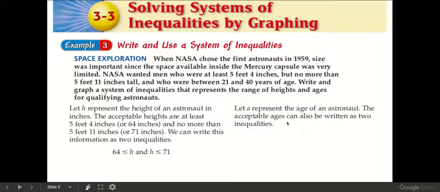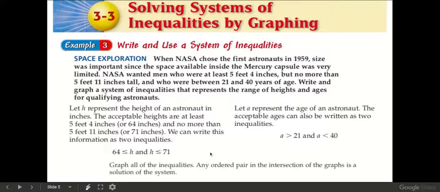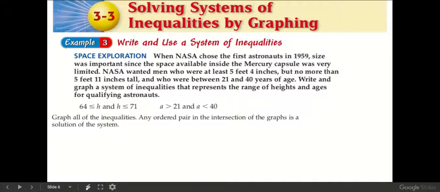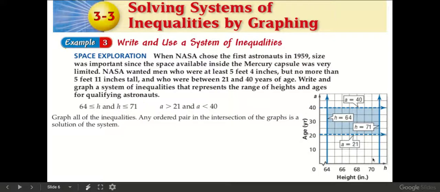Let's let a represent the age of the astronaut. Well, the acceptable ages can also be written as two inequalities. We would say that the age, or a, has to be greater than 21, and the age has to be less than 40. So a has to be more than 21, but less than 40. It says graph all the inequalities, and then any ordered pair in the intersection of these graphs is the solution set. Notice how they only have one variable, so they're going to represent vertical and horizontal lines. So this is what the graph would look like.